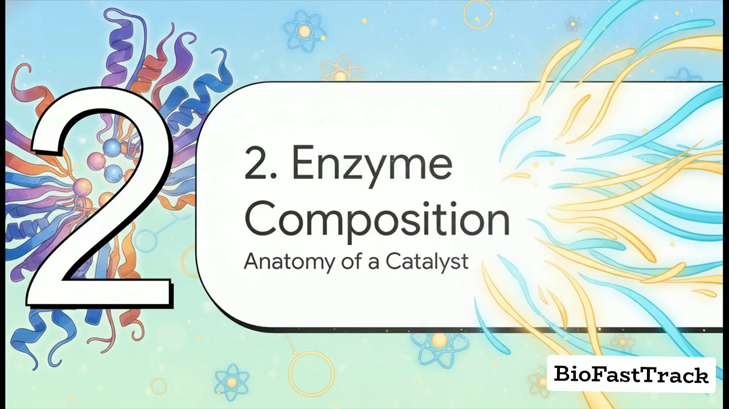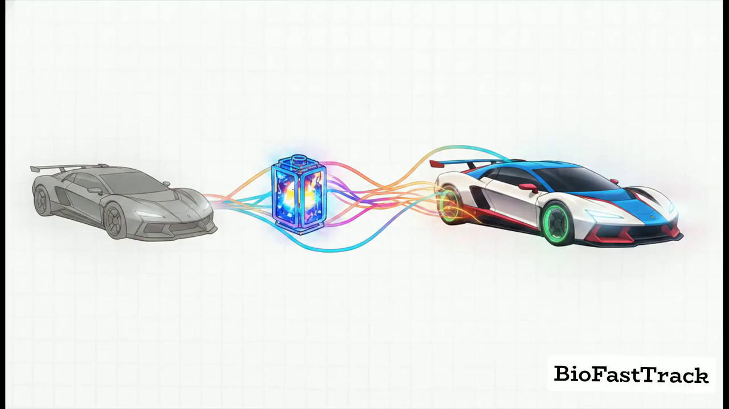Moving right along to Section 2, Enzyme Chemical Composition. Let's look at the actual anatomy of a catalyst. Now here is a high-yield equation you absolutely need to memorize. Apoenzyme plus cofactor equals holoenzyme.